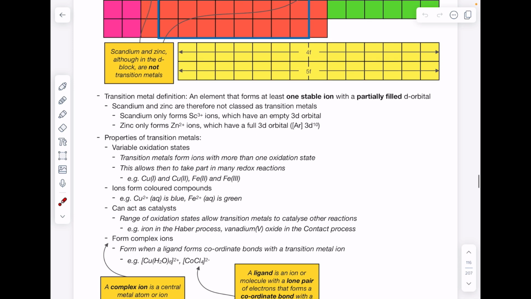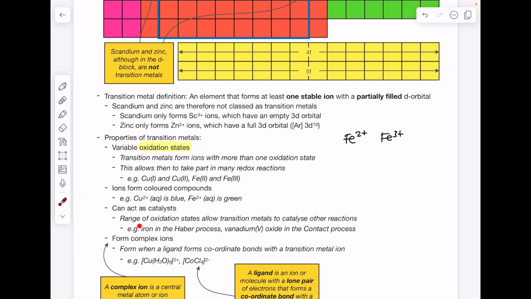The properties of transition metals you've probably come across before. They have variable oxidation states. You might have seen, for example, Fe2+, Fe3+, exists as ions with more than one oxidation state. This actually enables them to take part in many redox reactions. The ions of transition metal elements form coloured compounds. Copper 2+ is blue, Fe2+ is green.